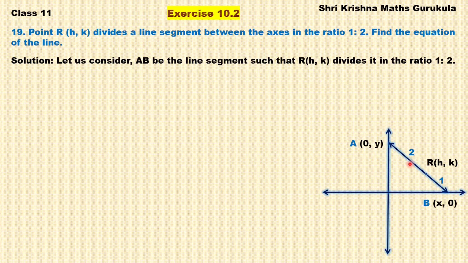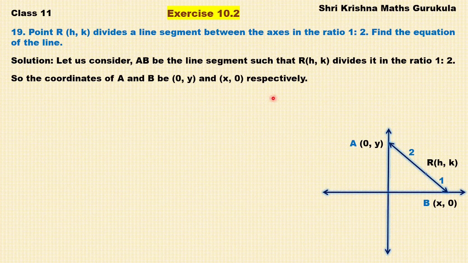The ratio is always from x-axis to y-axis. Remember this. If you remember this, the sum is very easy to solve because you have already checked question number 18 where a similar point was given. That was a midpoint. We used the midpoint formula to get the coordinates of A and B, and we found the equation of the line. Here it is a point which divides the line segment in the ratio 1:2, so we are going to use the section formula to get the coordinates of these two points. So the coordinates of A and B will be this.